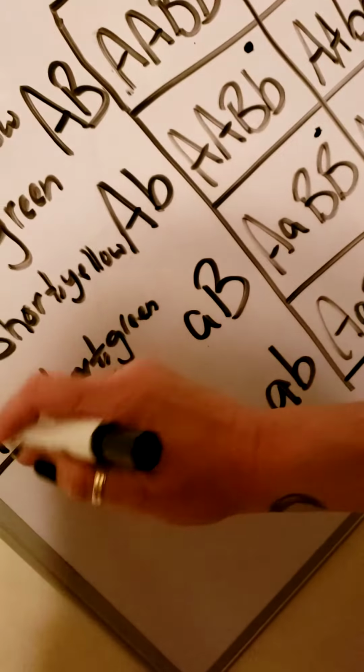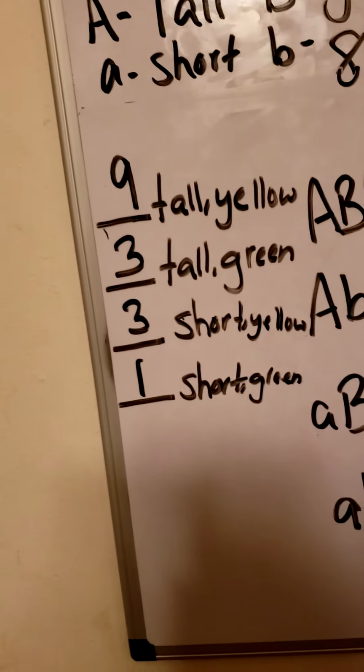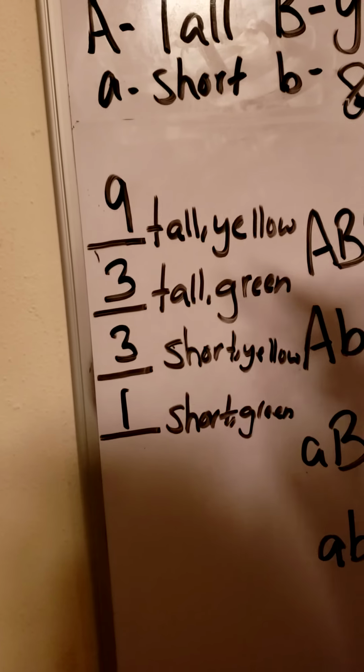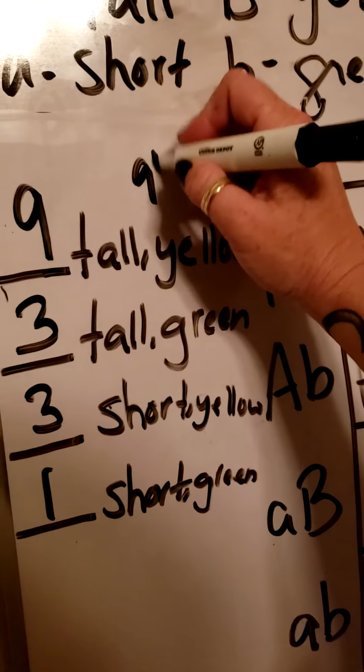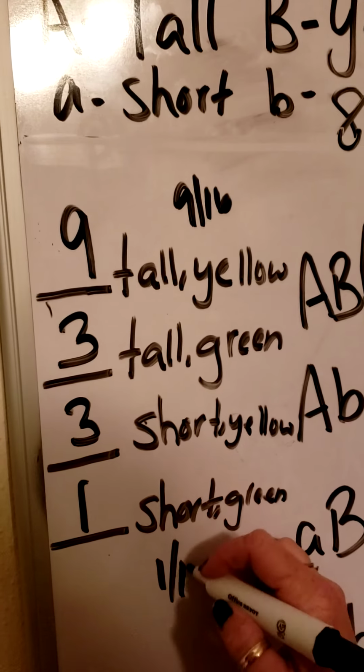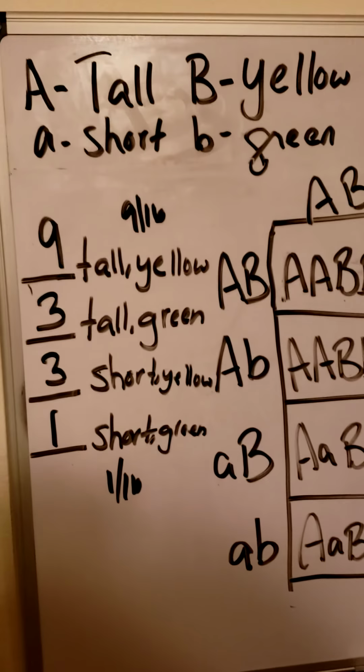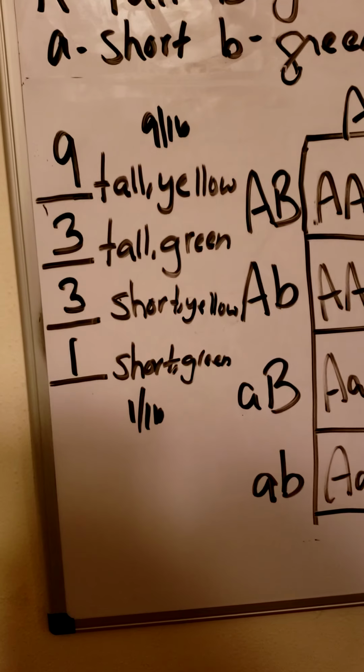So it's a 9-3-3-1 ratio. That means there are 16 total boxes. So for this one you have a probability of 9 out of 16, for that one 1 out of 16. You guys get the drift. I've been able to have both of these traits at the same time.